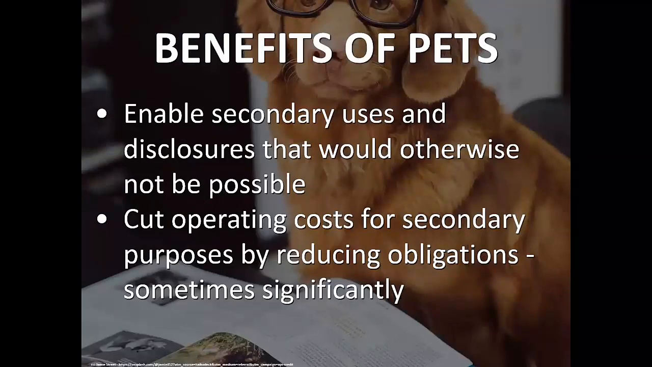These PETs or technologies, they don't remove these obligations completely, but they can reduce them in some cases, such as pseudonymization, or in some cases, such as de-identification and synthesis, they can reduce them completely. And also they can reduce the operating costs for doing the secondary analysis or for using the data for these secondary purposes, and sometimes significantly. So these are the main drivers that folks have used in order to apply these privacy-enhancing technologies: de-identification, pseudonymization, data synthesis, etc. It's really to enable you to use the data when consent is not possible and to reduce the operating costs, so you don't have to meet all the obligations that are required under the various regulatory regimes.